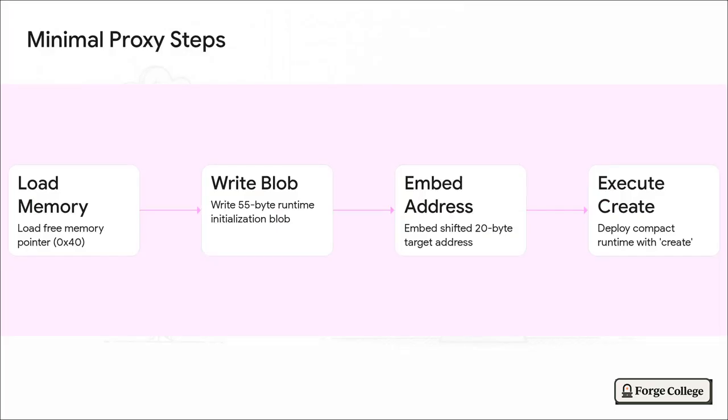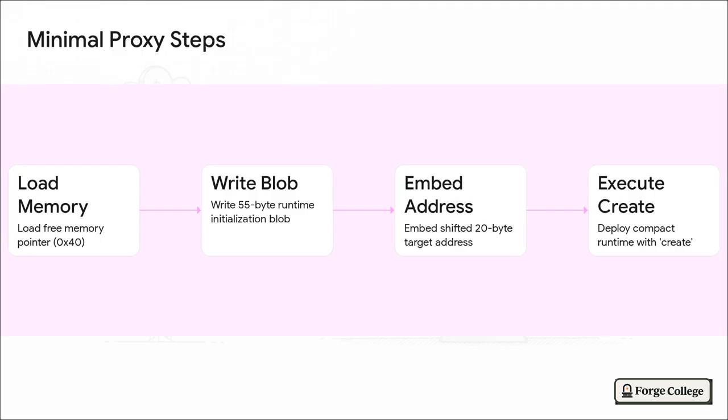All right, grab your magnifying glasses for a second, because we're looking at the raw blue-collar assembly code of an EIP 1167 minimal proxy. It operates in 4 precise steps, almost like a factory assembly line. Step 1, the factory loads the free memory pointer, usually hex 40. This is basically just finding an empty workspace. Step 2, it drops down a 55-byte runtime initialization blob. Think of that as the boilerplate frame of our clone.